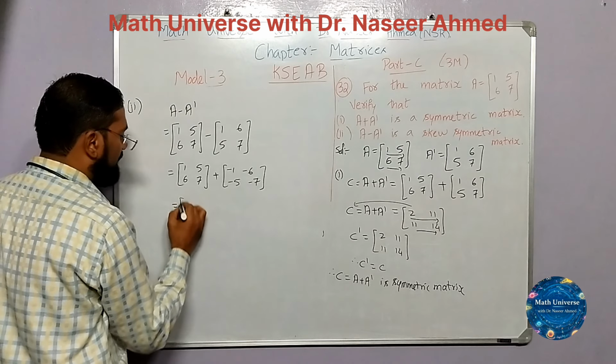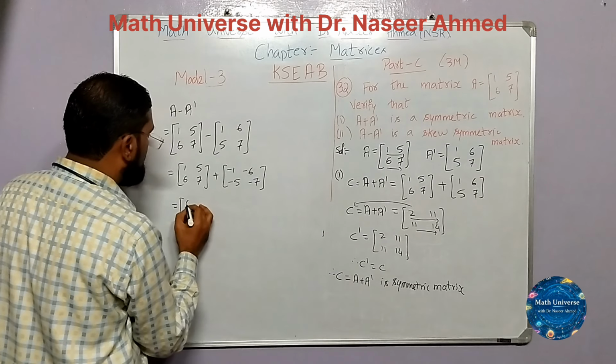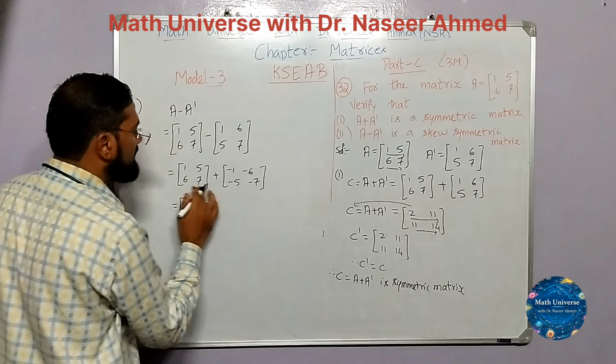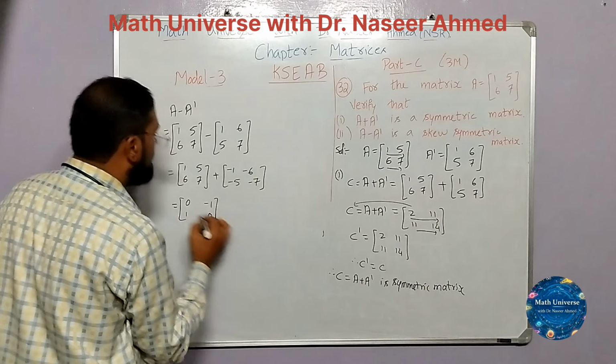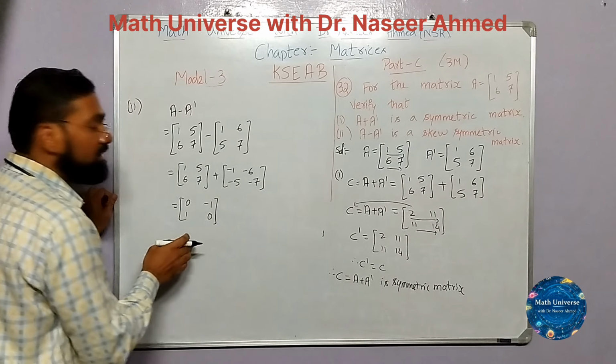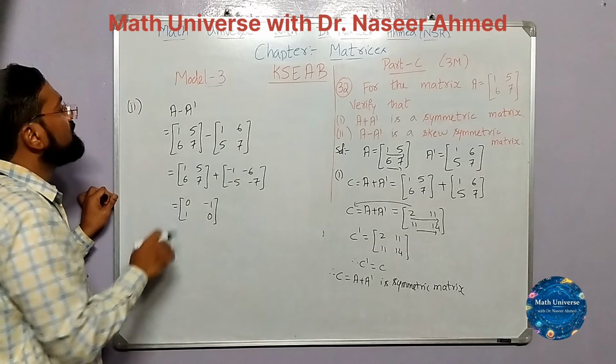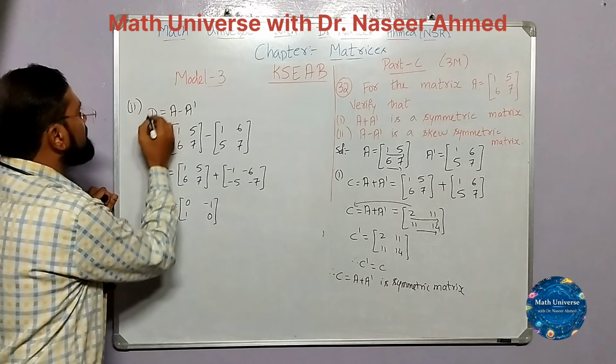So now let us simplify. 1 minus 1 is 0. 5 minus 6 is minus 1. 6 minus 5 is 1. 7 minus 7 is 0. Now I have to check whether it is skew symmetric or not. For that I am going to go with the definition. So I will assume this is some matrix D. So throughout it is D.